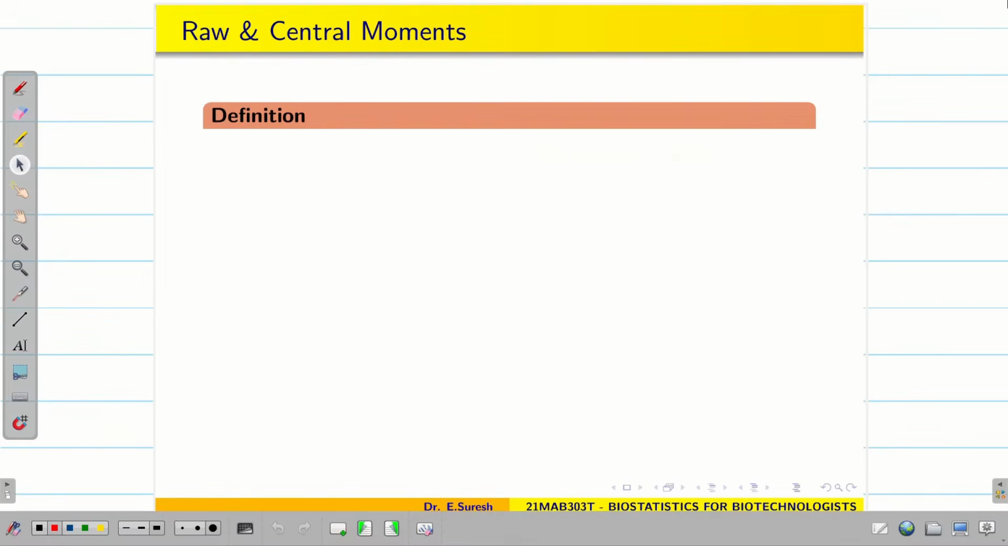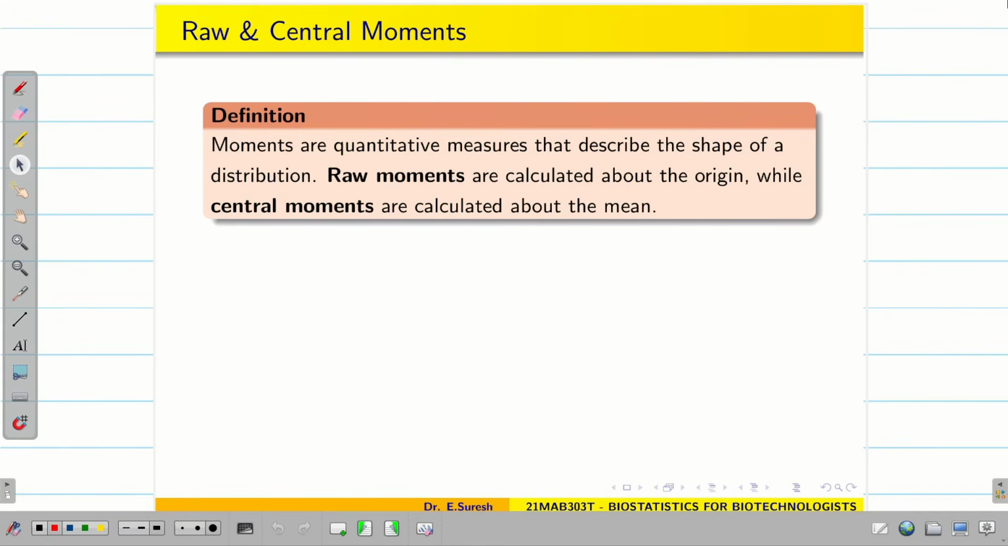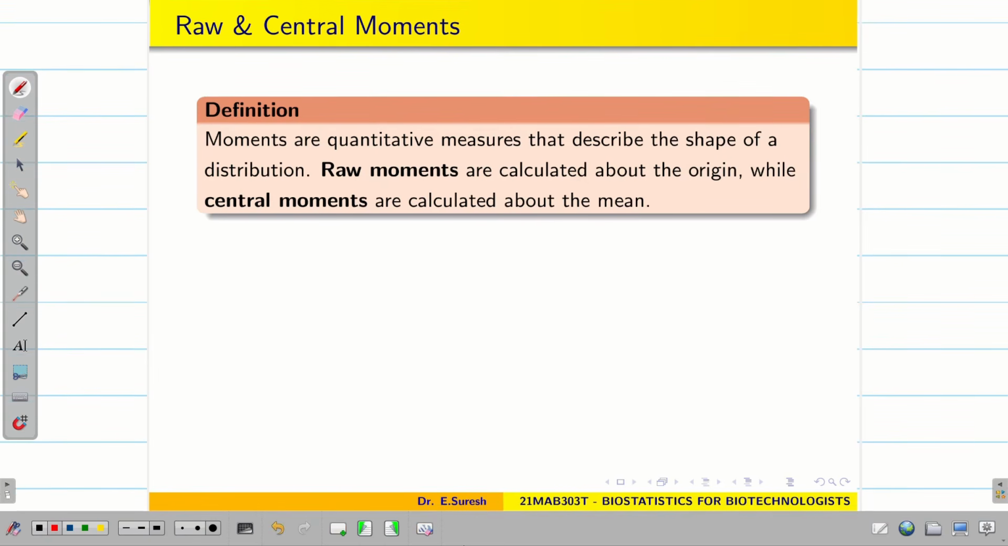What is meant by moments? Moments are quantitative measures. They help us to describe the shape of a distribution. We have two types of moments: one is raw moments, the other one is central moments. We are going to see what is meant by raw moments and central moments and how to calculate these two.